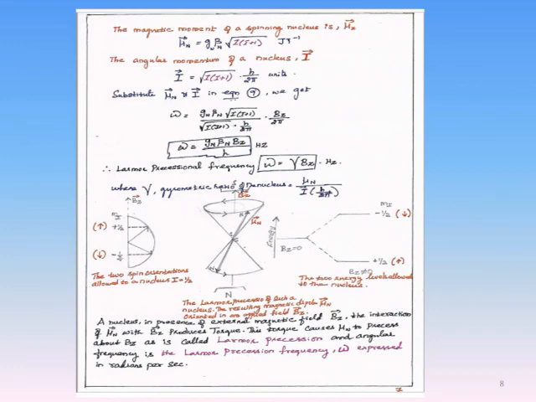For a nucleus in the presence of an external magnetic field, the interaction of the magnetic moment with the applied magnetic field strength produces a torque, and this torque causes the magnetic moment to precess about the applied magnetic field. This is called the Larmor precession, and the angular frequency is the Larmor precessional frequency omega, expressed in radians per second.